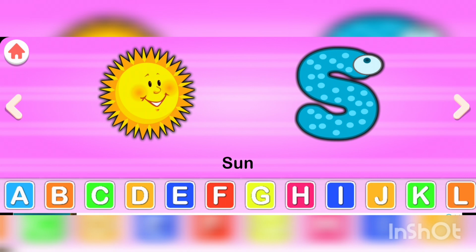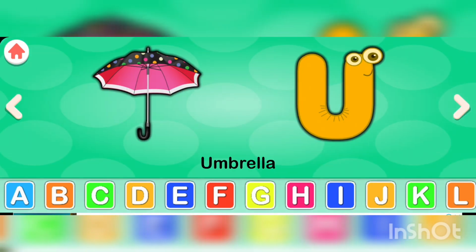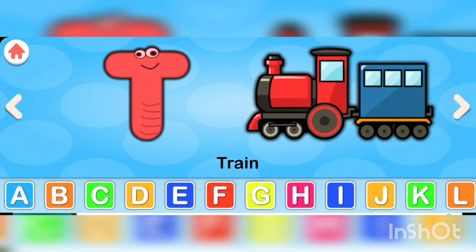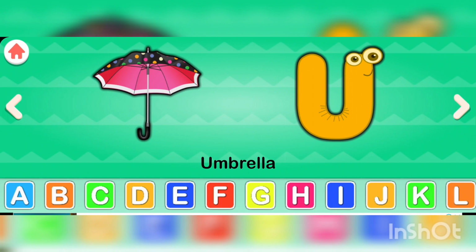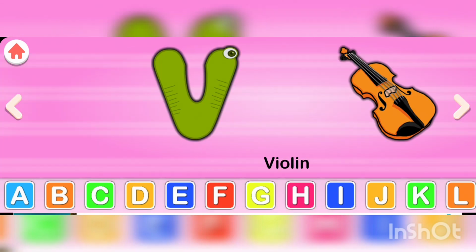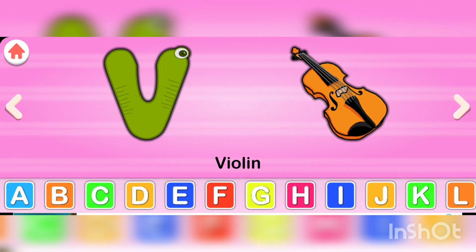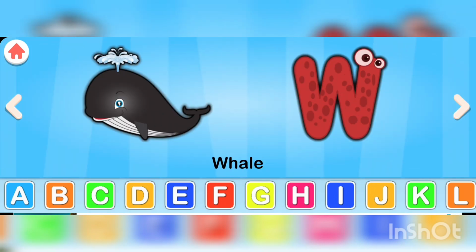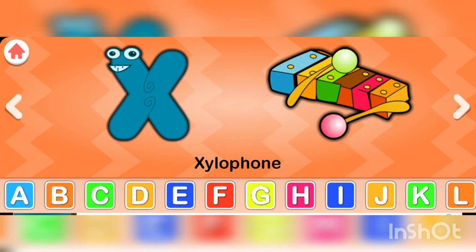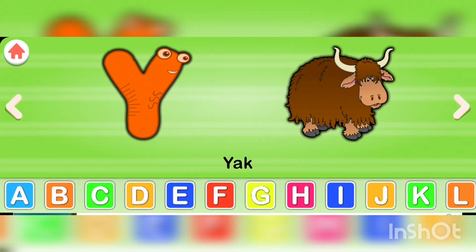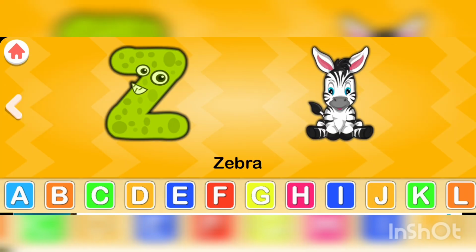S for sun. T for eye. T for tan. U for umbrella. V for violin. W for wow. X for xylophone. Y for yak. Z for zebra.